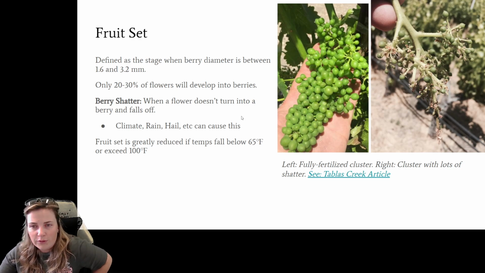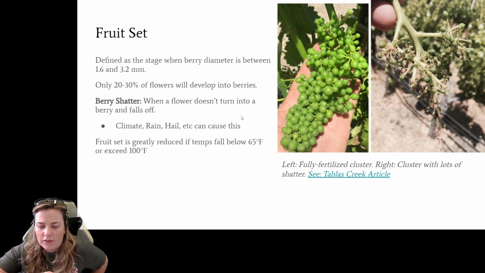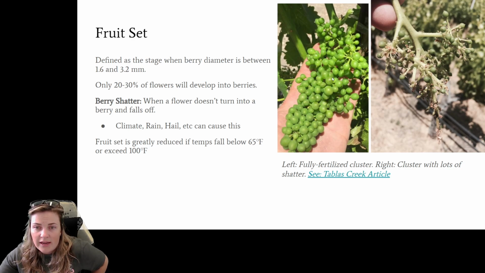But fruit set, so say all of the flowers have been fertilized, and now we have these cute little grapes that are forming, right? So the flower caps have fallen off. This is the egg that's been fertilized, right? And then it's developing and growing from there. So fruit set is officially defined at the stage where the berry diameter is between 1.6 and 3.2 millimeters, if you wanted to know that. Interestingly enough, only 20 to 30% of the flowers will develop into berries.